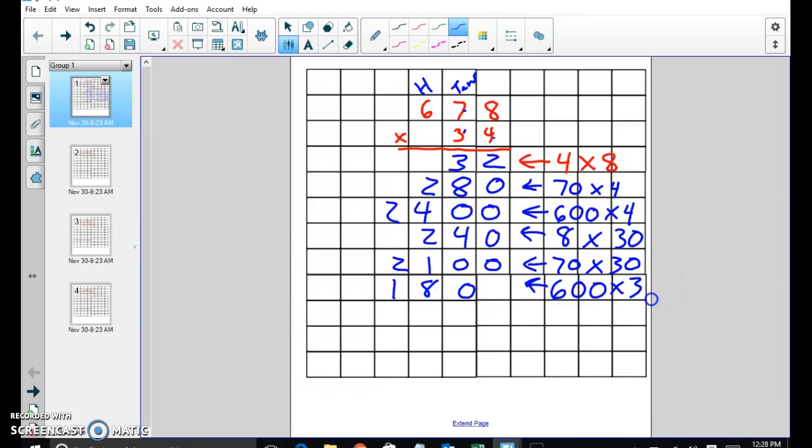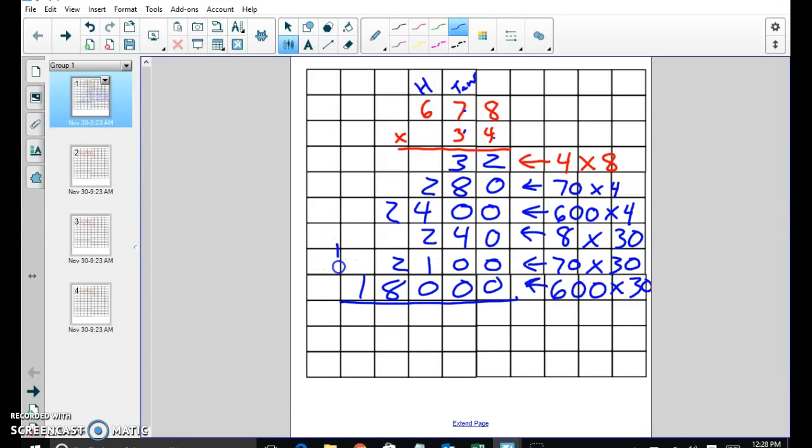Oh, times 30. My 30 got cut off. So there's actually 3 zeros. 1, 2, 3. We're going to just pretend that you did not see that. All right, so 600 times 30 should be 18,000.